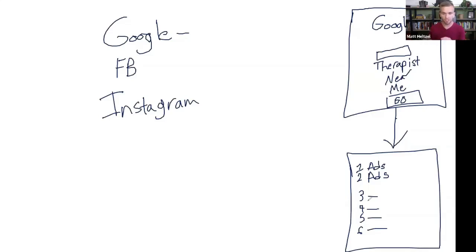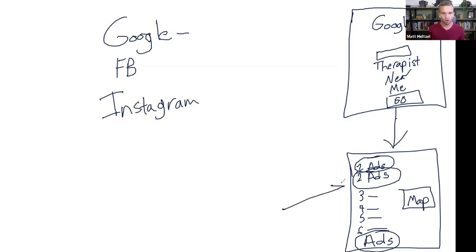If I type in therapist near me, it's also going to, over here on the side, give me a map. And it's going to say, here's some therapists near you. Google is really smart. Generally, here's what's happening on these ads. And then there'll be a couple ads at the bottom too. These people are competing on Google's platform in an auction.